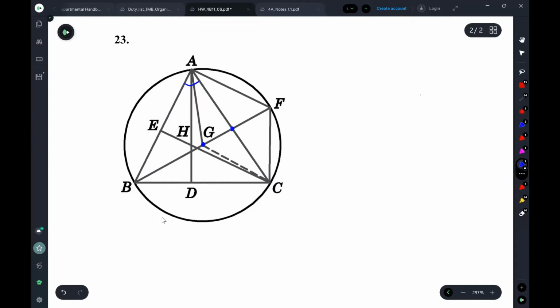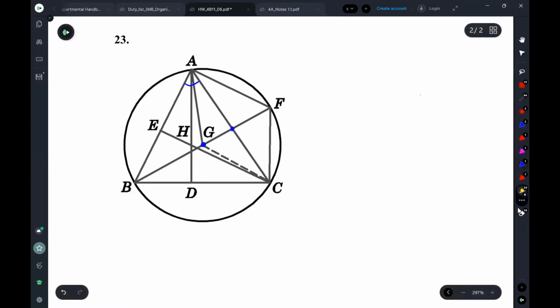Our first task is to prove AFCH is a parallelogram. Now, like I said during the lesson, it's important to know where G and H are. G is the easier one because the question says BGF is a straight line. BG produced intersects the circle at F, so G must be here. Now we only have to figure out H.